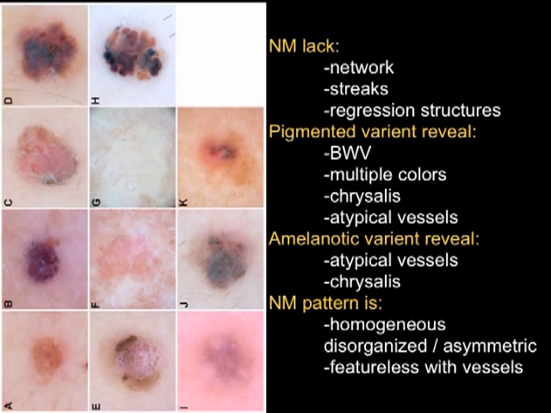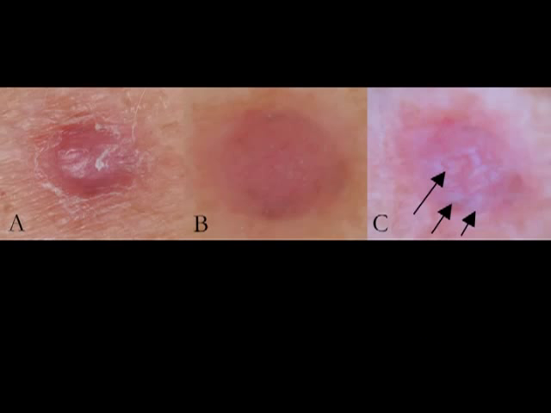For the pigmented variants of nodular melanoma, it is common to see a blue-white veil, multiple colors, crystalline structures, and atypical vessels. For the amelanotic variants, it is common to see atypical vessels and crystalline structures. The pattern manifested by nodular melanomas is a disorganized, homogeneous pattern. Following are a few examples.